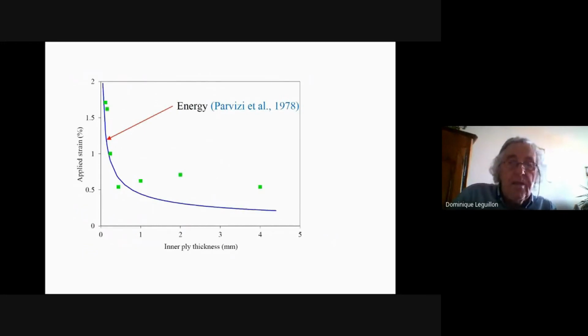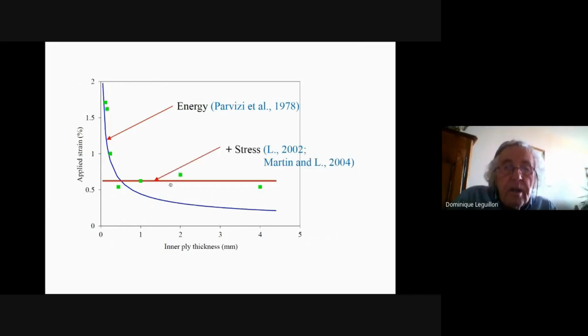So these are the results by Parvizi and co-workers, and you see that it works quite well for these points, but here it's far from perfect. What we propose is to consider two conditions: the energy condition here and a stress condition here. I mean that if the tensile stress in the inner layer is above the tensile strength, then it fails. This is the reason.